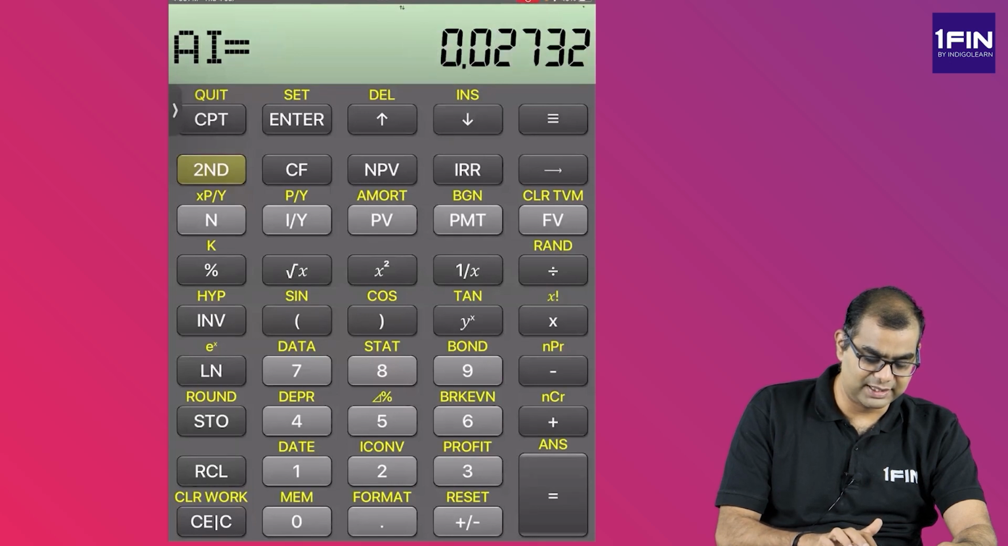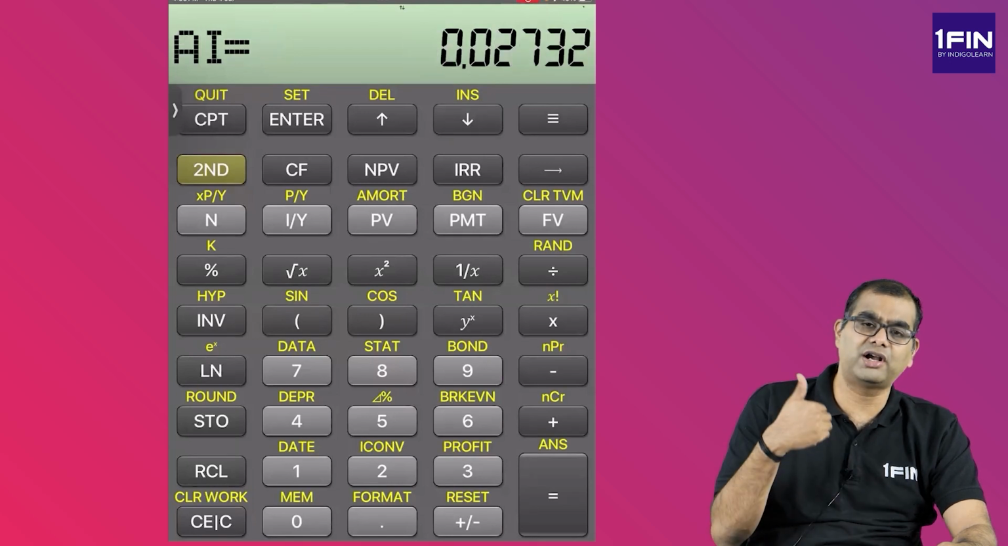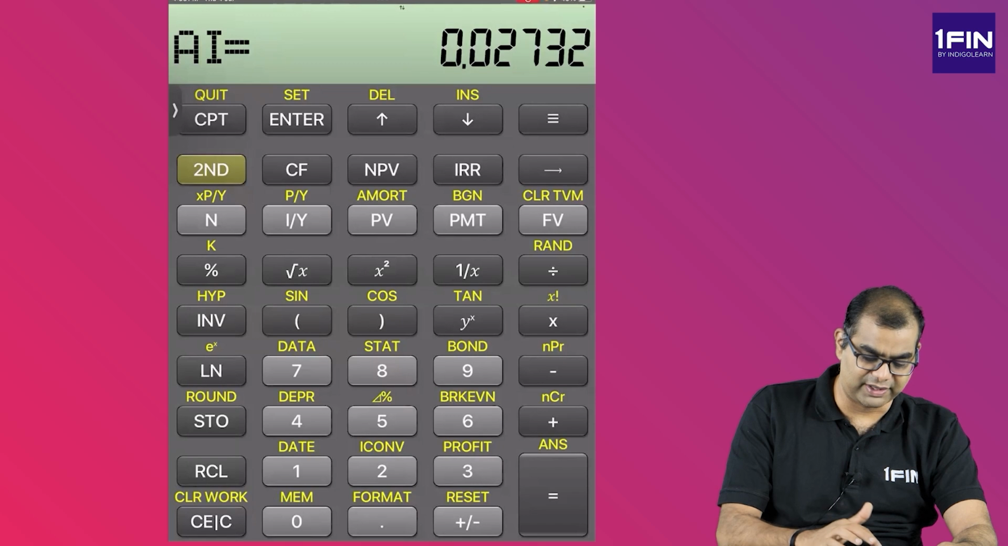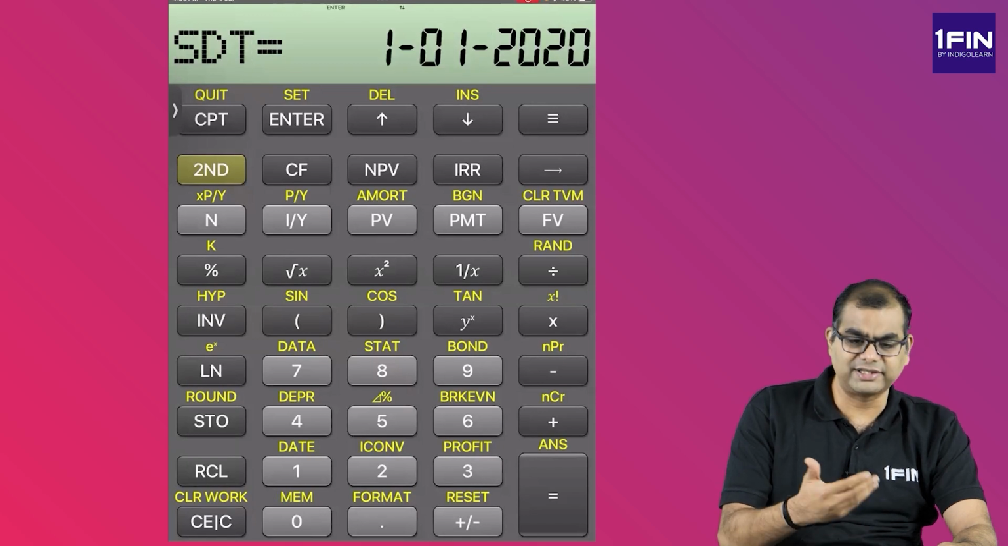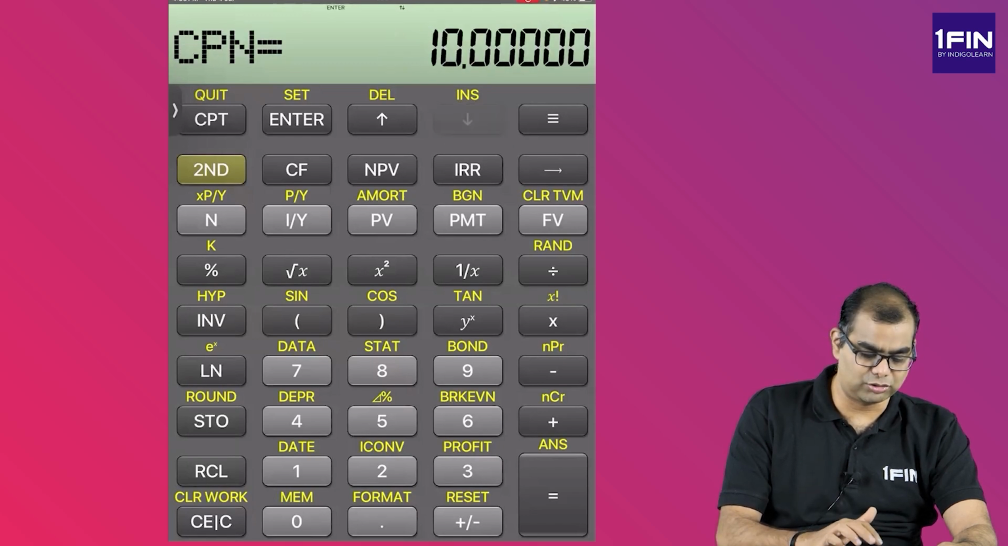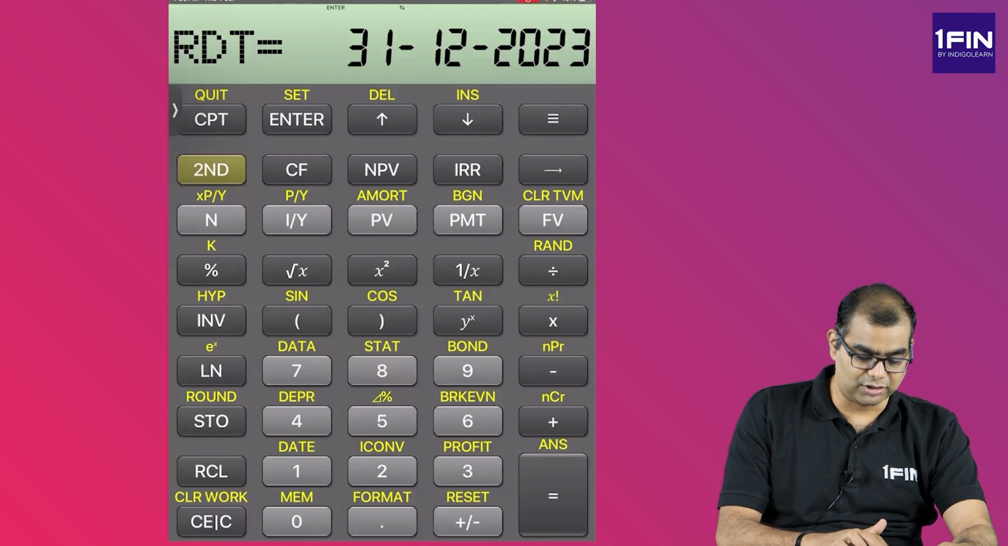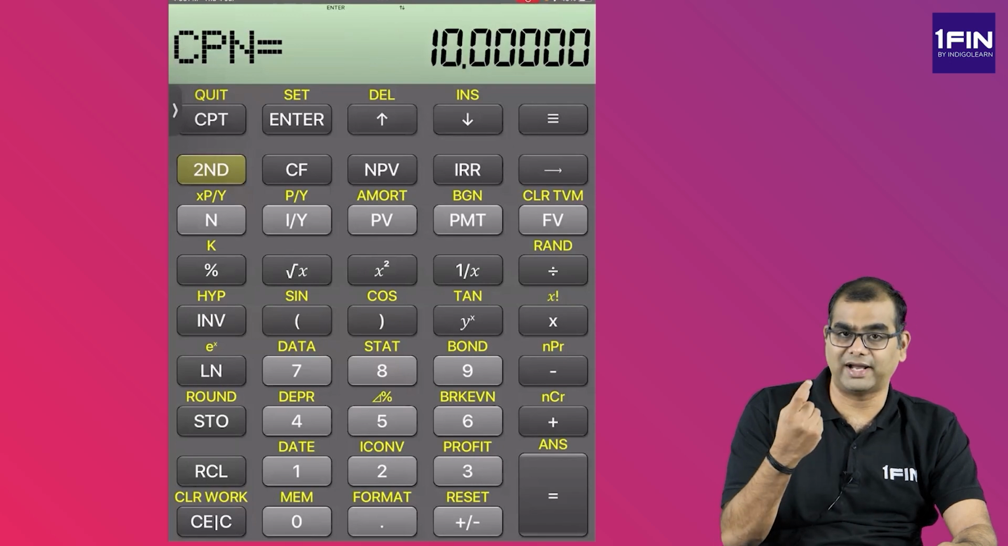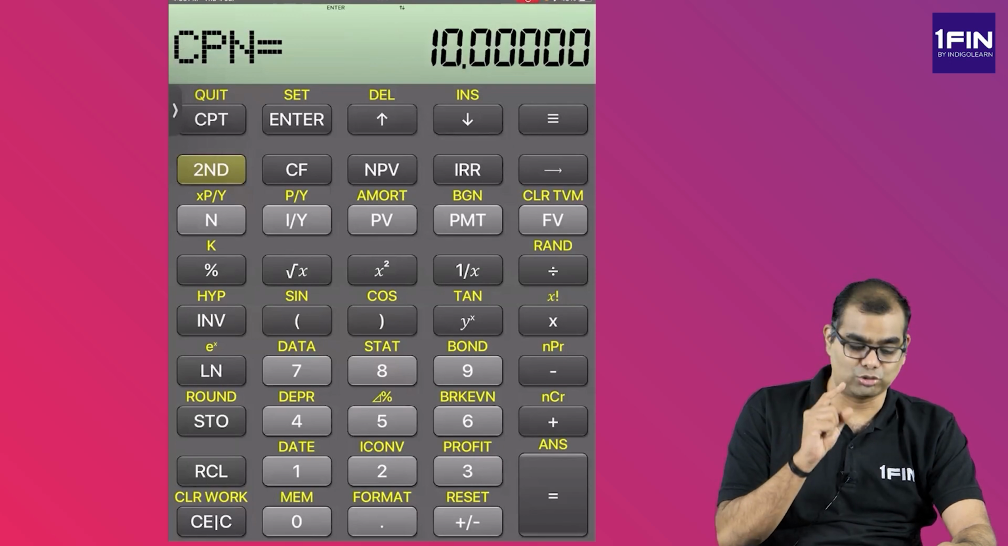After price, what else is there? Accrued interest. What is the accrued interest at that particular point of time? It gives you. Then SDT, these are all what we have already said. Coupon percentage. Coupon, basically how much is the coupon value. So coupon is not percentage. Please note, coupon is value.